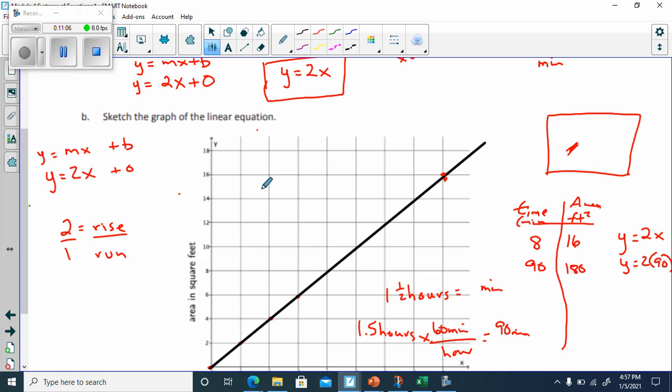How about 2 hours? It talks about 2 hours. Well, let's convert 2 hours to minutes. Okay. If I've got 2 hours, I know that there is 60 minutes per hour.